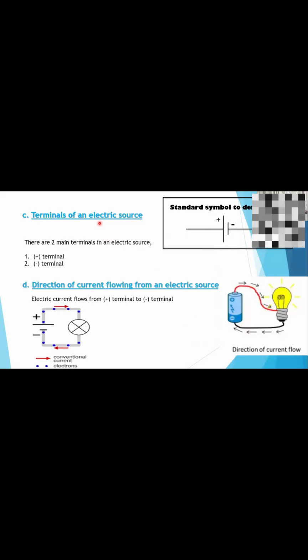Positive terminal and negative terminal. This is the symbol to denote a cell. The longer one is the positive terminal and the shorter one is the negative terminal. Direction of the current flowing from an electric source. Electric current flows from positive terminal to negative. So these blue ones are electrons. So the electron comes from the positive terminal. Then this symbol denotes the bulb, then goes to the negative terminal.